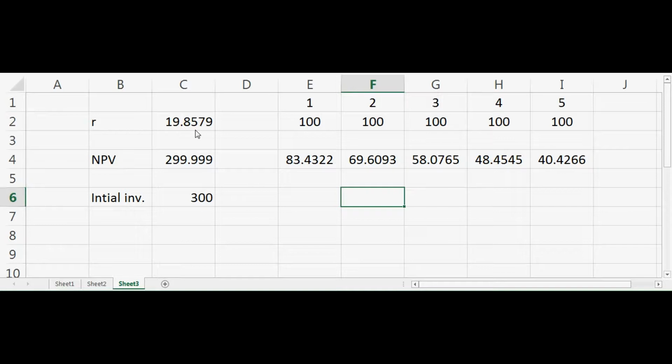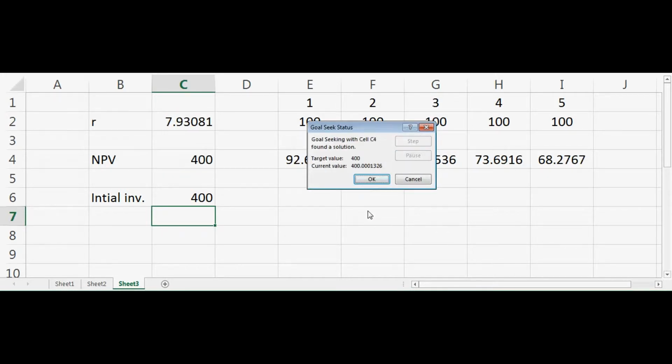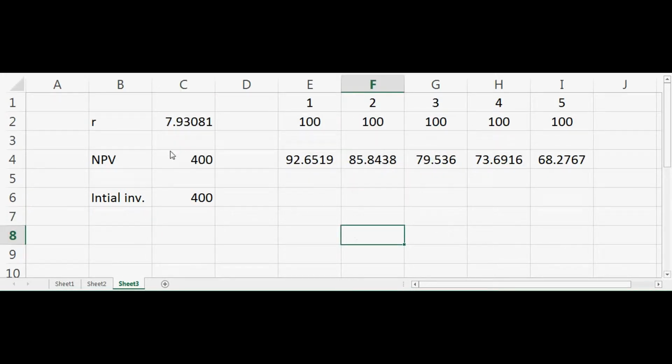Again, suppose my initial investment is $400. So how will I do it? I'll again go to what-if analysis, say goal seek, and set the cell net present value to the value of 400, which is our initial investment, by changing the cell R, and then I press OK. So it will say that my internal rate of return is now 7.93081%. So this is how you can program your own net present value and internal rate of return using the Excel sheet. So I hope this tutorial will help. So I'll see you next time.